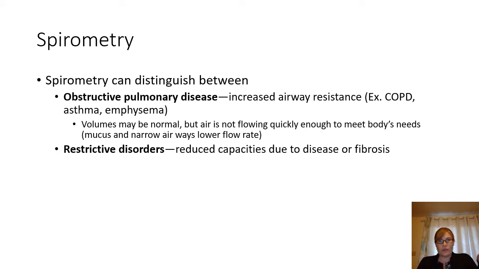Restrictive disorders are where the actual lung volume is suffering, where the lung can't do its thing. Sometimes there'd be tumor in there, or blockages, or fibrosis, scarring, that could actually impact lung volume. So people with a restrictive disorder might have no problem with airway resistance, but the actual tissue can't hold the volume that people with obstructive disease would be able to hold.